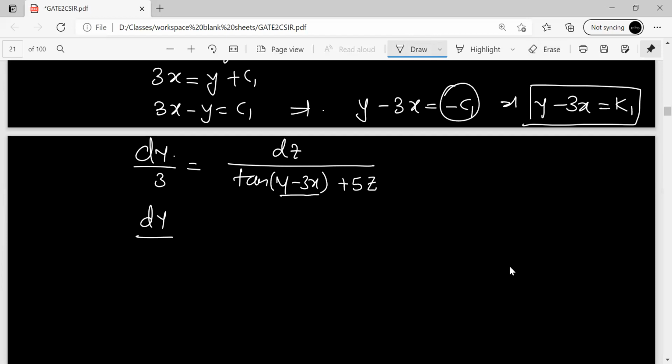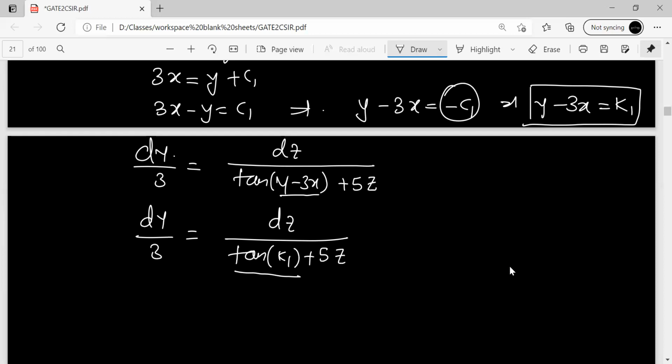So dy over 3 will be equal to dz upon tan of k1 plus 5z. Now this is a constant. The entire quantity is a constant, and simply this is a function of z. So that was our goal. So this is a type 2 problem of Lagrange, where one part is required to be used in another part. No matter whether you consider the first pair, third pair, or second pair, third pair, you have to use this fact.